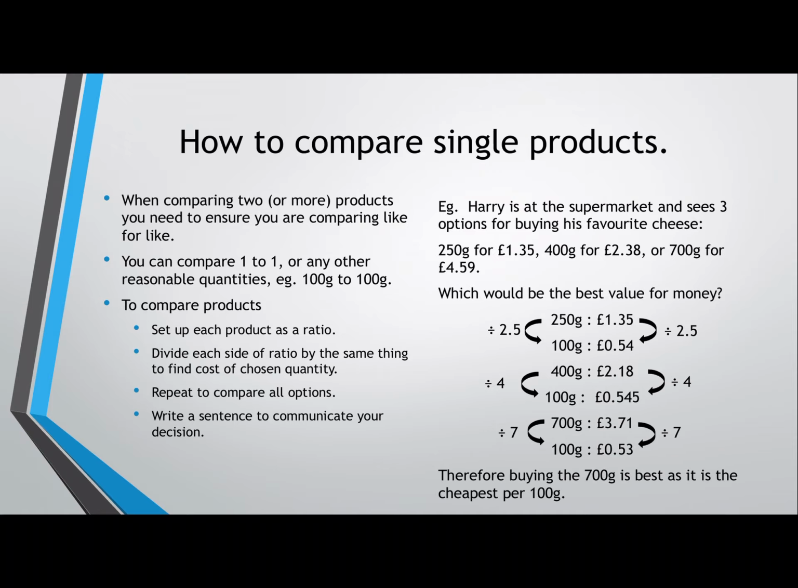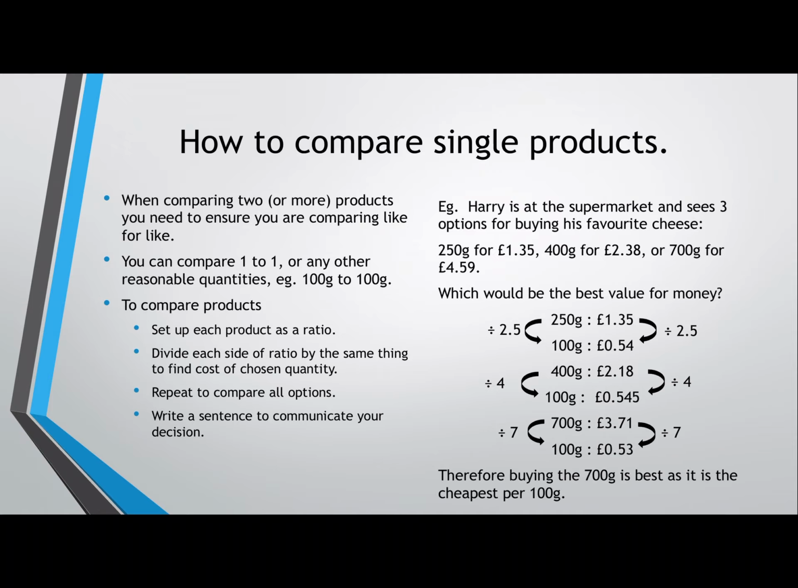When you're doing this, if you can't see how to go to 100 grams, you can always just divide the numbers by themselves to go to 1 gram. There's lots of different ways to do this. If you've got any questions, don't hesitate to put a comment down or ask in your Google Classroom when you're doing examples of this yourself.